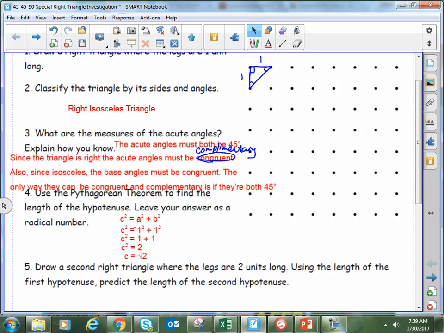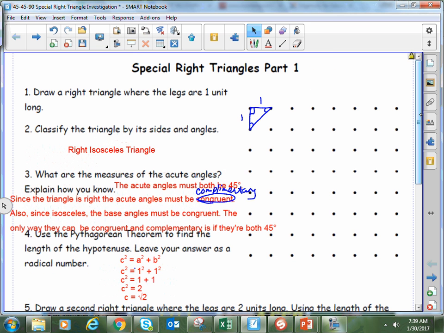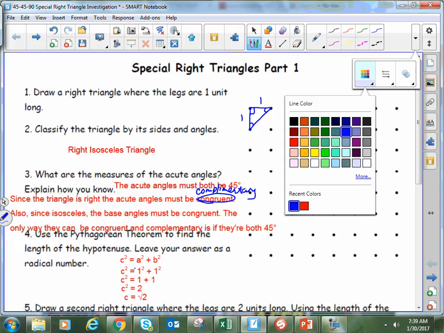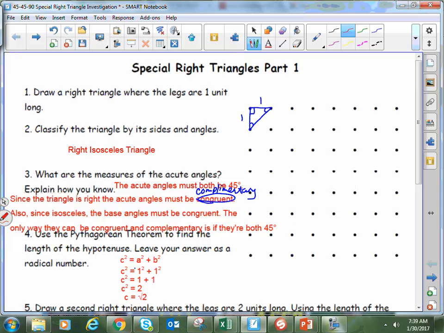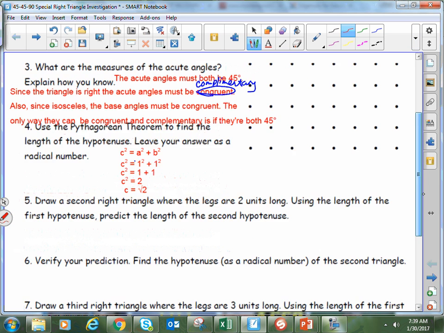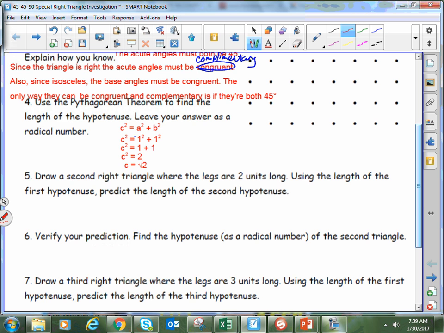So draw a second right triangle where the legs are 2 units long. We can pick pretty much anything that we want to here as far as where we do it. So let's do red. Now I'm going to say 2 here and 2 here, and closing it up gives me that. So this is 2, this is 2. Now, predict the length of the second hypotenuse.